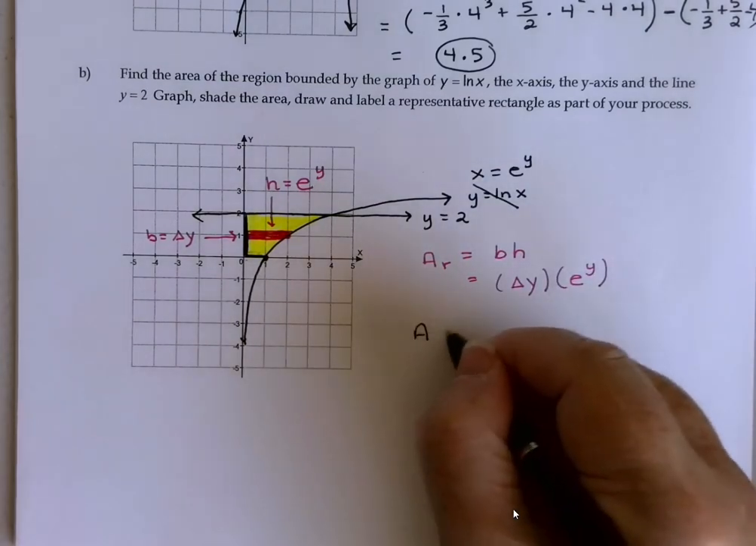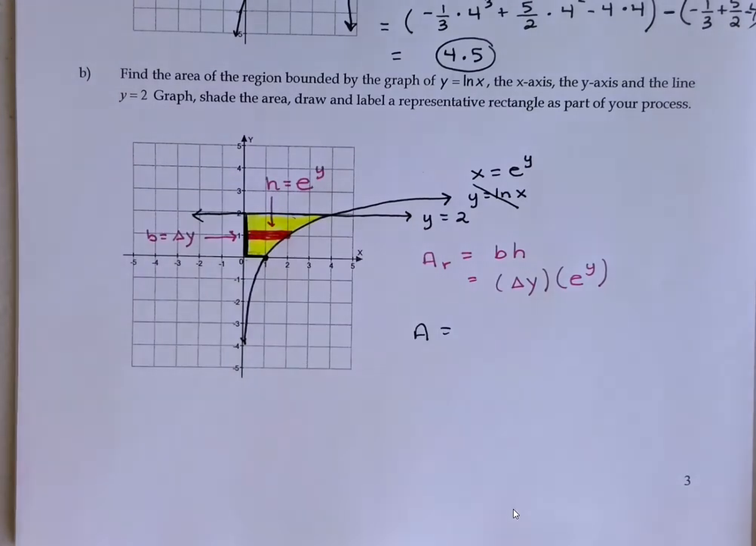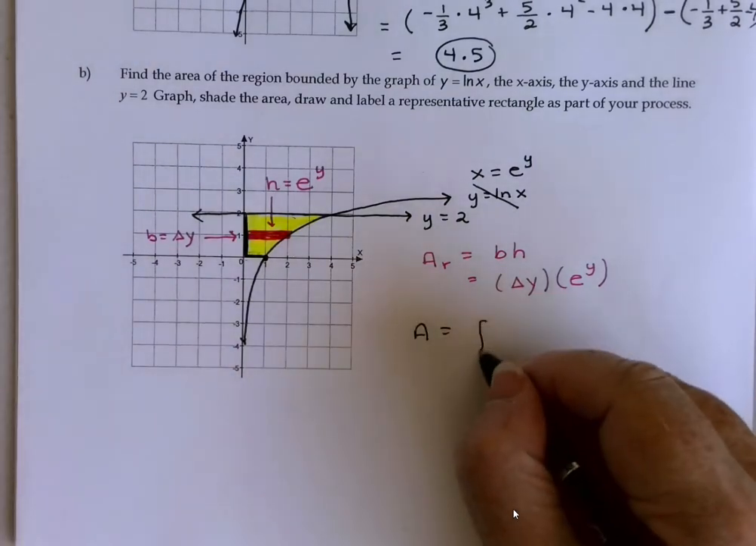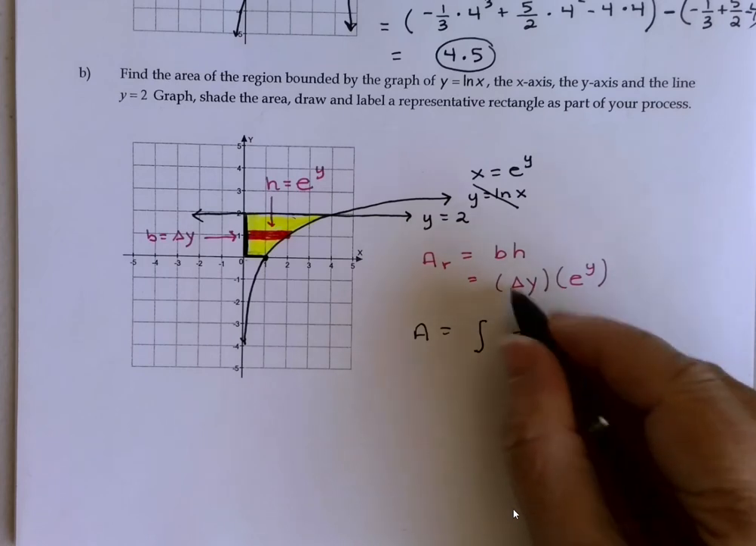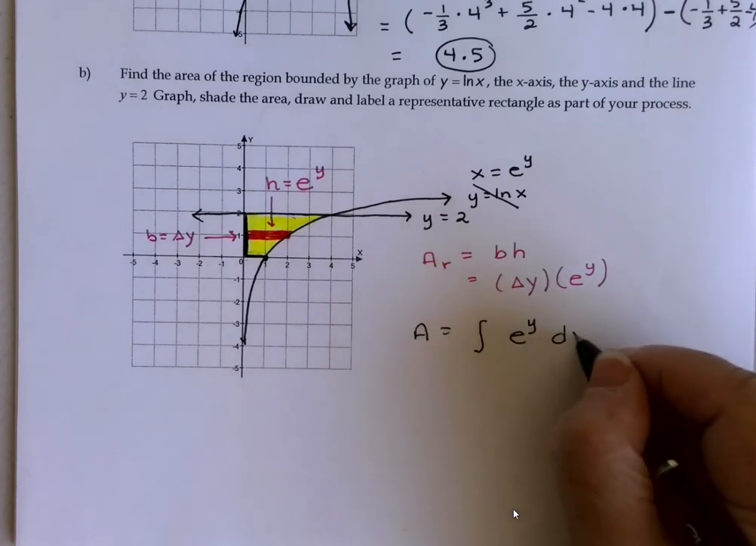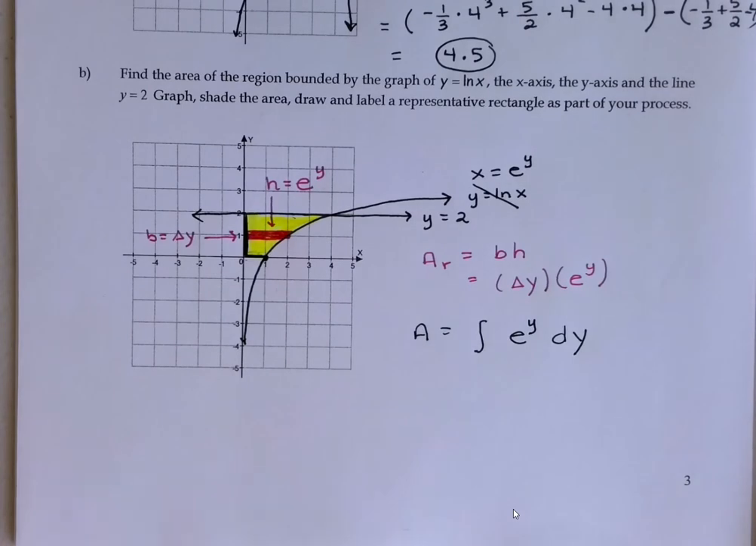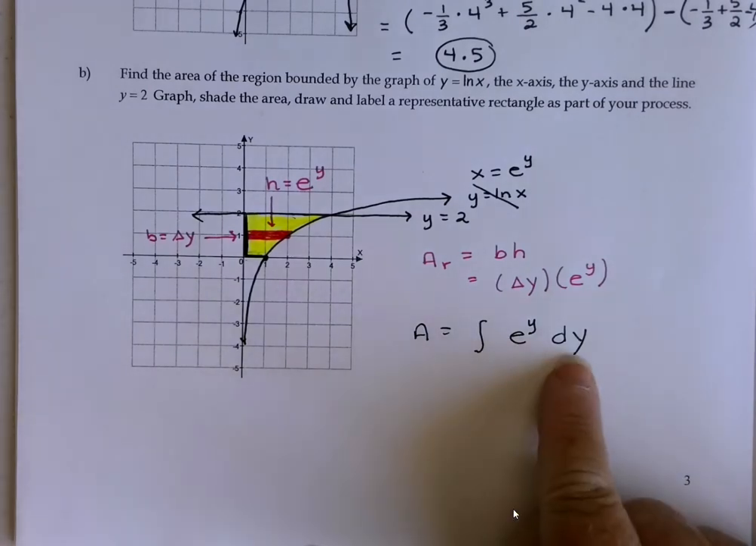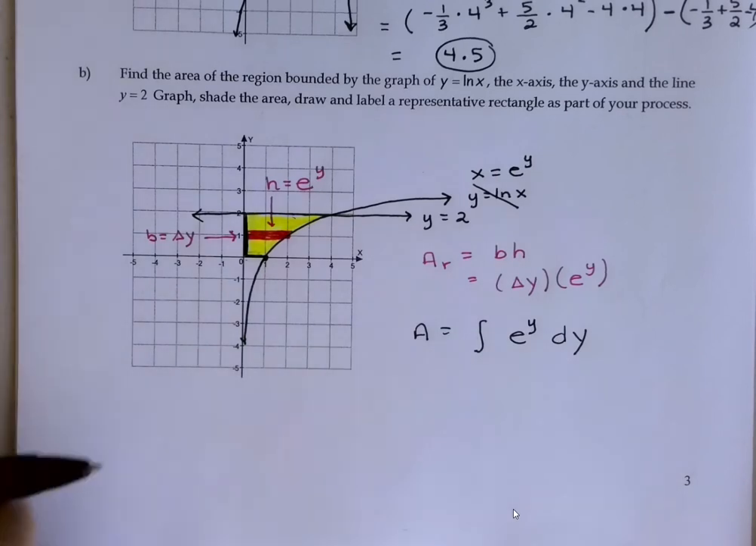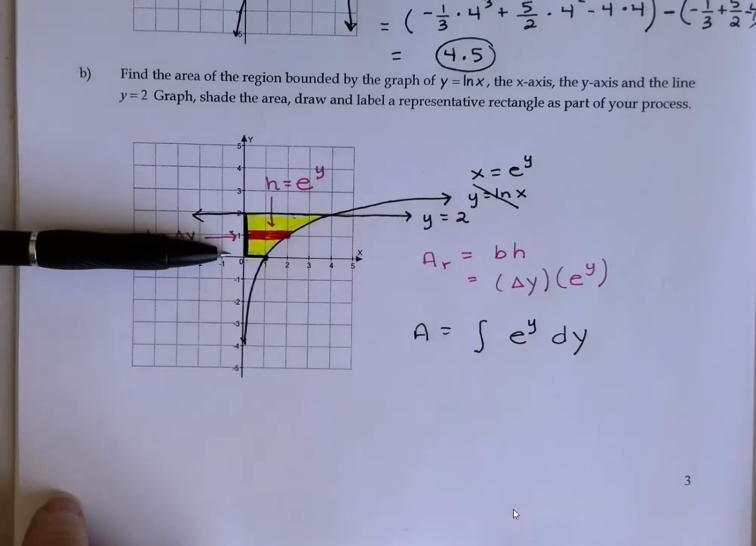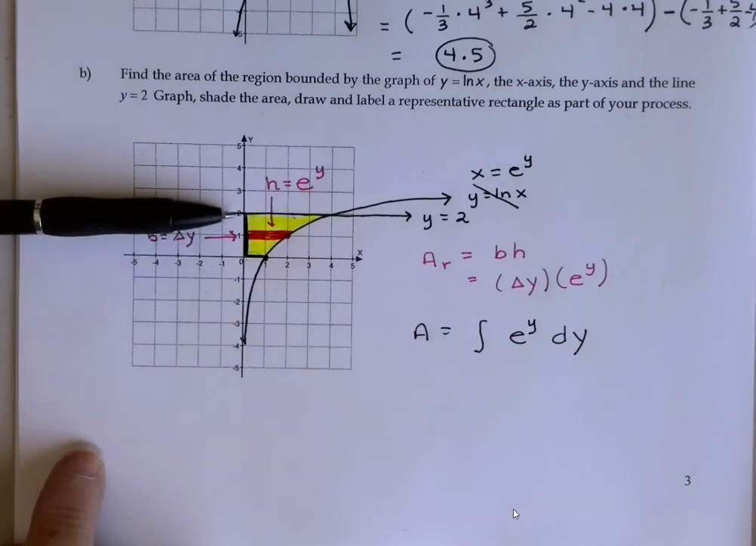So the area of the full region that I want, I could get by integrating this function, e to the y, and again I'm going to shrink the delta y's infinitesimally small, so they'll become dy's. Now this time, y is the variable of integration, so my limits of integration need to be y values. And notice that those y values start here at 0 and stop here at 2.